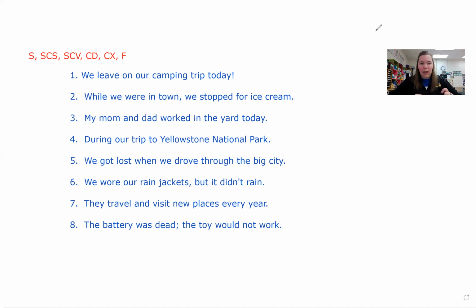Let's look at each of these sentences and figure out what type of sentence it is. Sentence number 1 says, we leave on our camping trip today. Does that make sense? Yes, it does. So it's not a fragment. Are there 2 different ideas? No, there's just one idea. Are there complex or compound subjects? No, just one, we. Are we doing 2 things? No, we're just leaving. So this is just a simple sentence. I'm going to type in S.